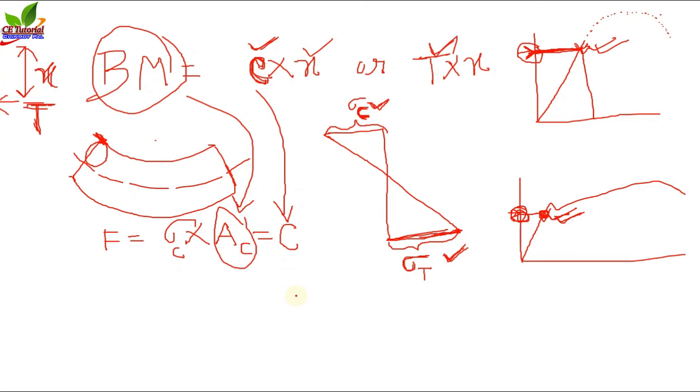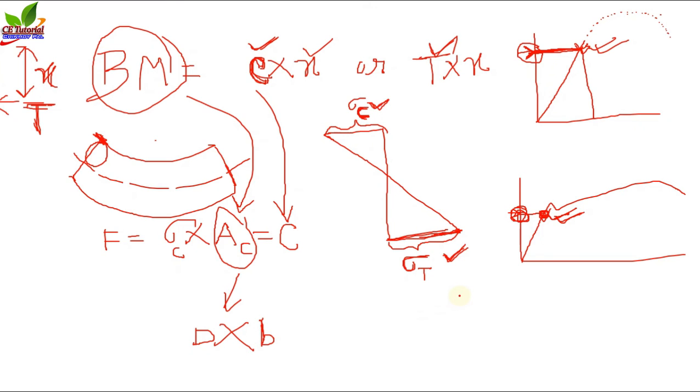Okay, and area is nothing but the multiplication of two dimensions, that is, one is depth and another is width. Suppose B is the width and D is the depth.